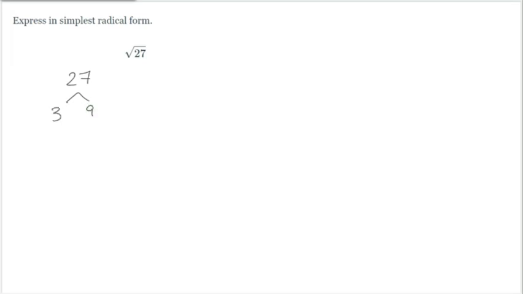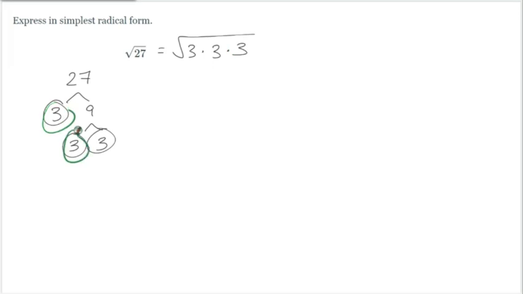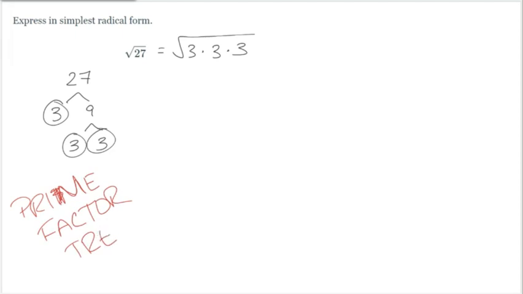3 is prime, so we circle it. 9 is not prime, so we break it down. 9 is a product of 3 and 3, which is prime, so we circle them. So we can rewrite this problem as 3 times 3 times 3, because 3 times 3 times 3 equals 27, right? And we want to break it down into our prime factor tree. So that is important, that this is our prime factor tree, right? So we have to get this down into all of our prime numbers.